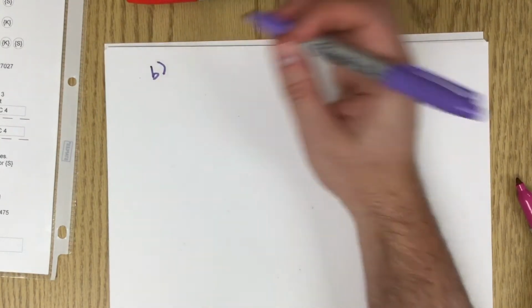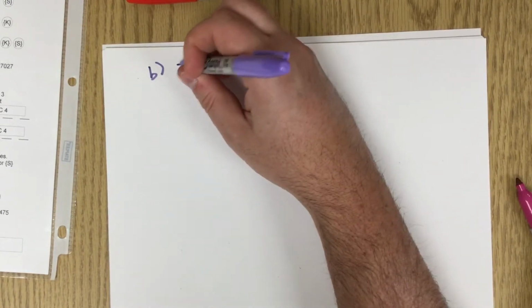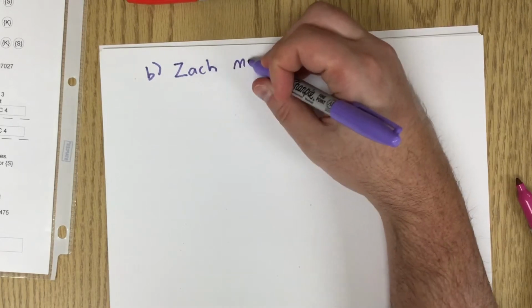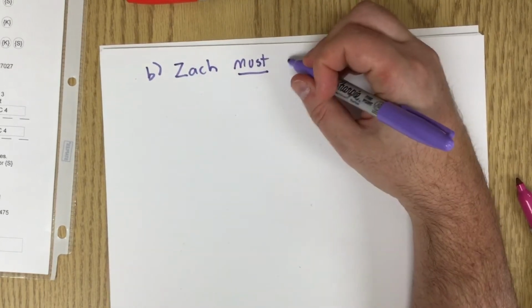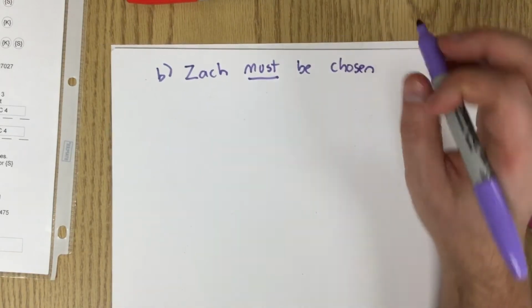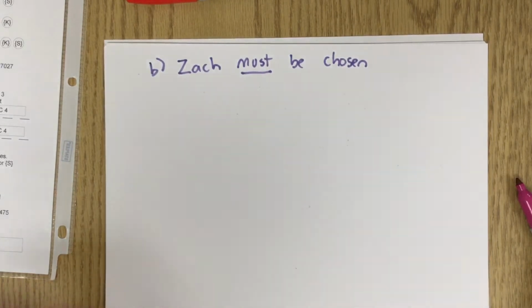B. So let's say now we're still choosing the 4 reps, but Zach must be chosen. So I'd pause the video and try to figure it out yourself. I'm not going to pause it. I'm going to sally forth.